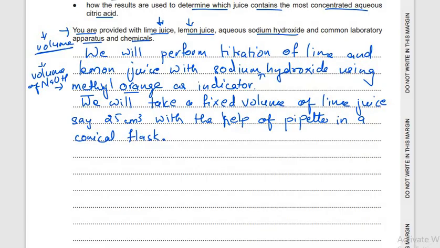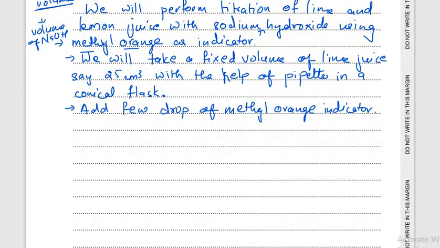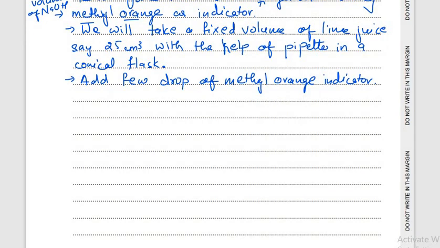The next step will be: add a few drops of methyl orange indicator. That is to see the color change and to find out when the lime juice is getting neutralized.